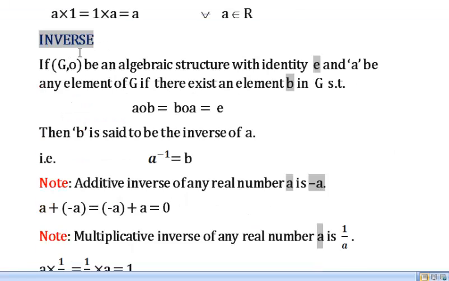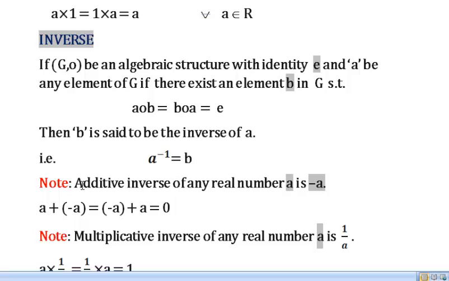Now inverse of an element. If (G, O) be an algebraic structure with identity E and A be any element of G, if there exists an element B in G such that A O B is equal to B O A is equal to E, then B is said to be the inverse of A, that is A inverse is equal to B.